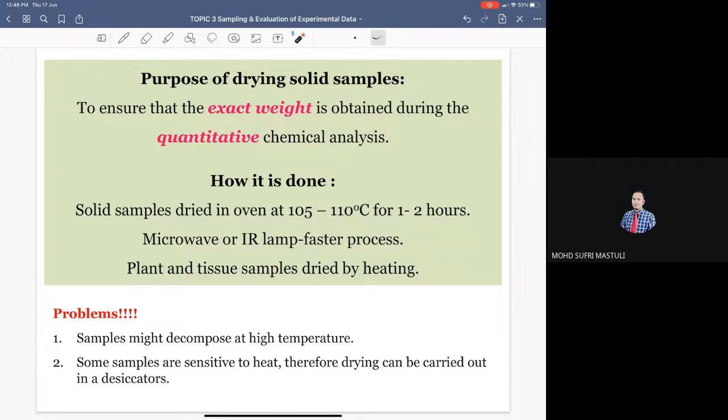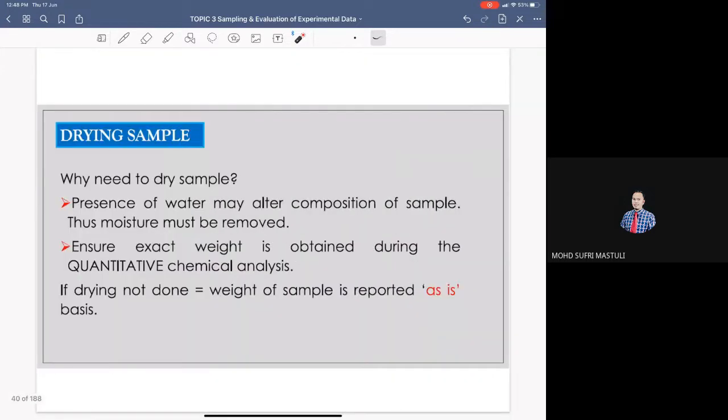But when we dry by applying heat, some problems may occur. The sample might decompose at high temperature. Some samples are very sensitive to heat, so we dry the sample not in the oven, not under the microwave or IR lamp, and not by applying heating, but in the desiccator. I think we learned already in topic 2 what the desiccator is all about.